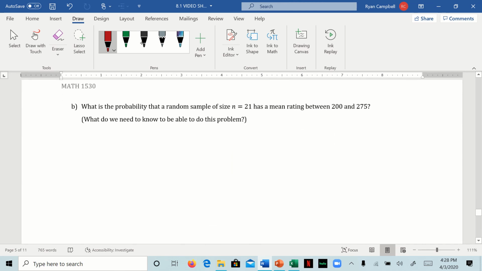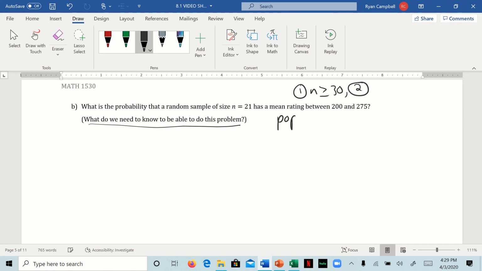Part B. What is the probability that a random sample of size n equals 21 has a mean rating of 200 to 225? So again, what do we need to know to be able to do this problem? Well, we have a sample, so let's remember, we said the sample size could be greater than or equal to 30. Is it? No, it's 21. What's the other thing we said we could have? We need to know that the population is normal. So let's assume the population is normal so that we can do this problem.